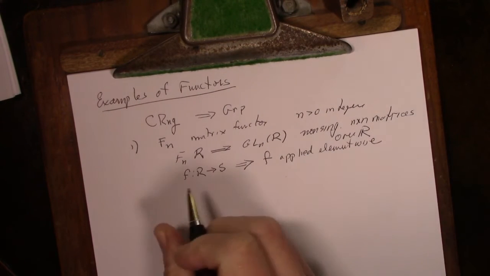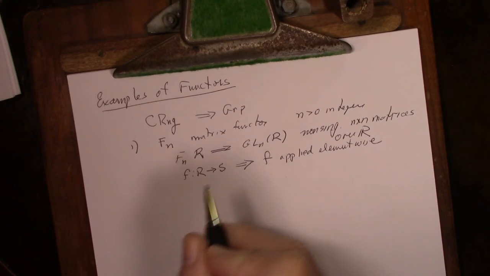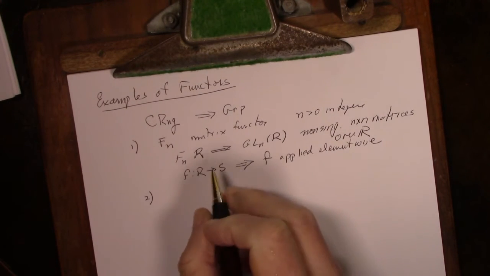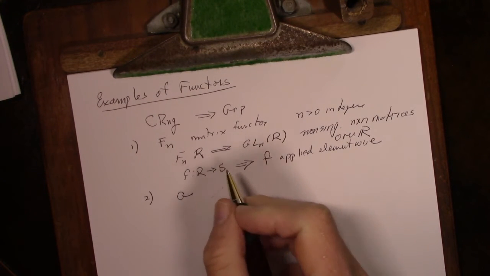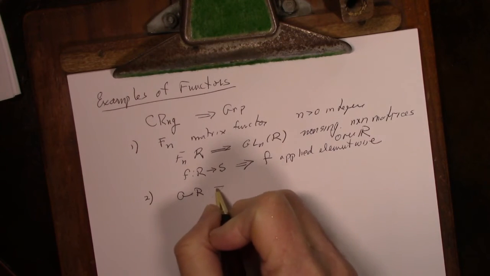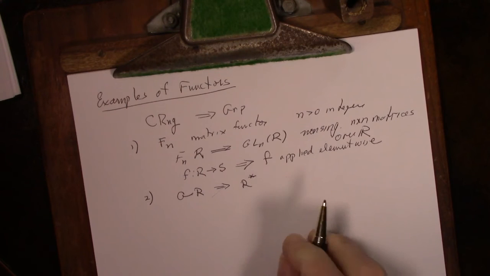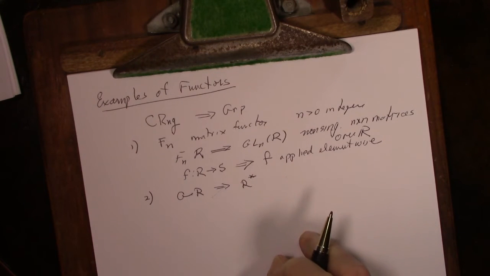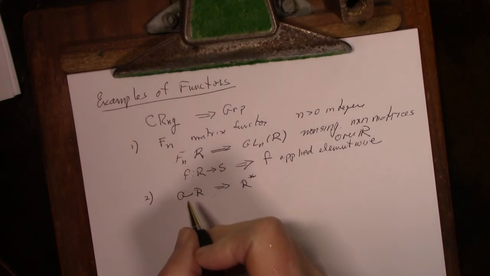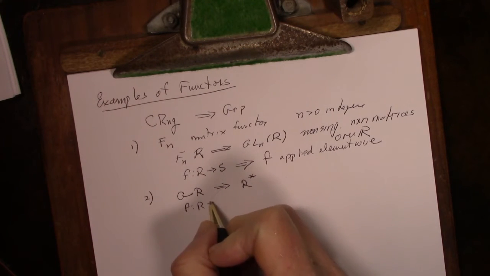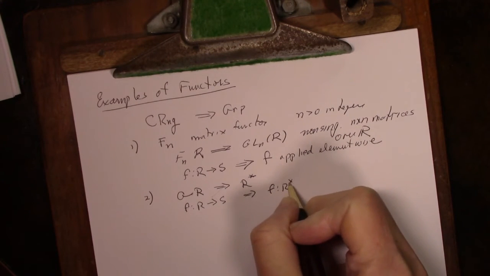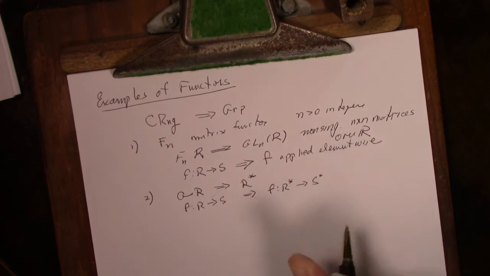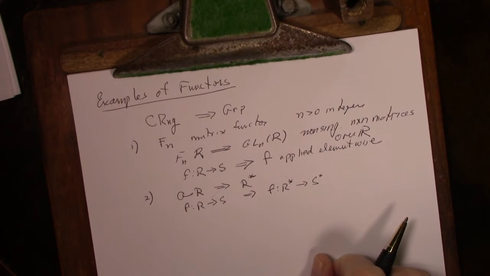Element-wise. And I'll let you verify that that defines a functor. Another possibility would be a functor that takes the ring R to the group of units of R, the multiplicative group of units of R. And a morphism, a ring map, will get sent again to the same map, but restricted to the units, because a ring map does map units to units.